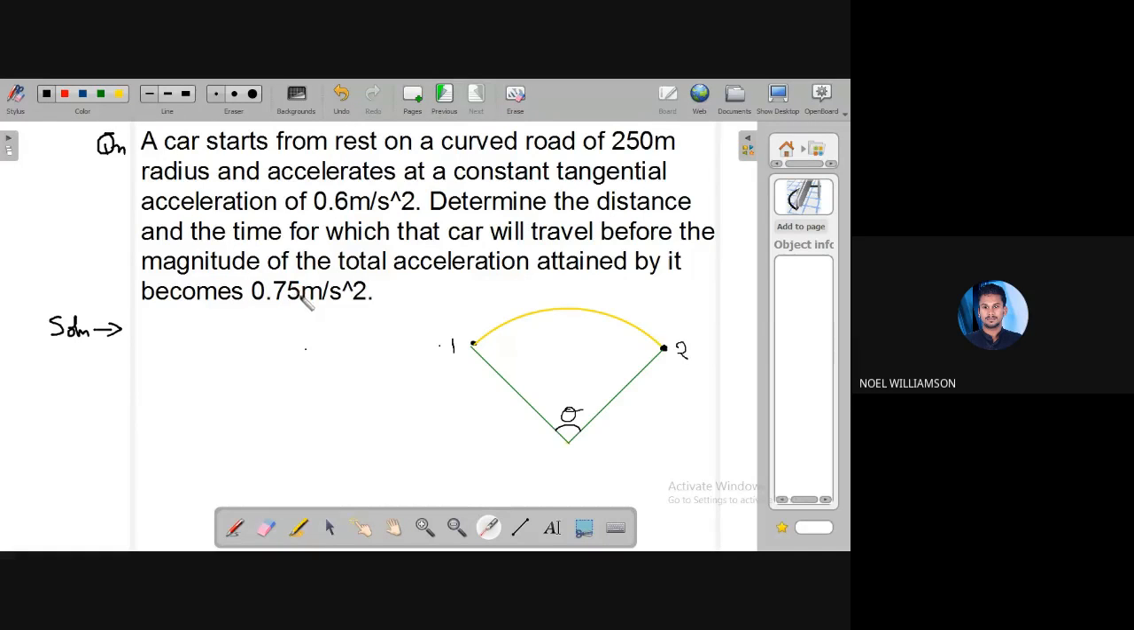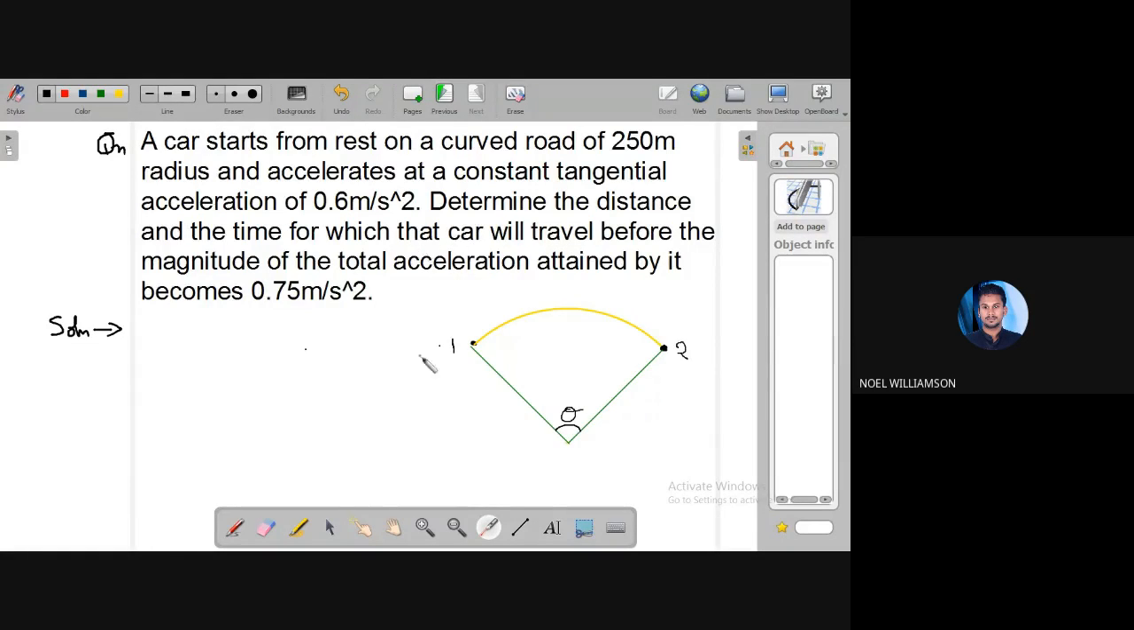So you have to find how much distance it will move when the value of total acceleration a, equal to the resultant of normal and tangential acceleration, an and at. We have already found that a equal to root of at square plus an square, right? So when that value becomes 0.75, at that particular time, what is the distance traveled and also the time that you have to find.